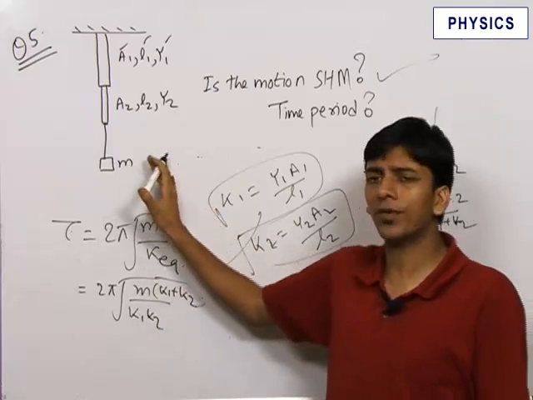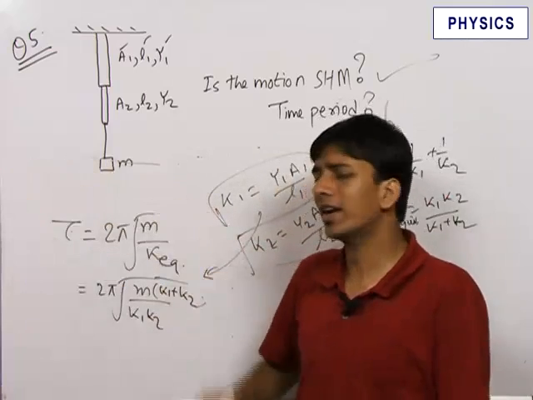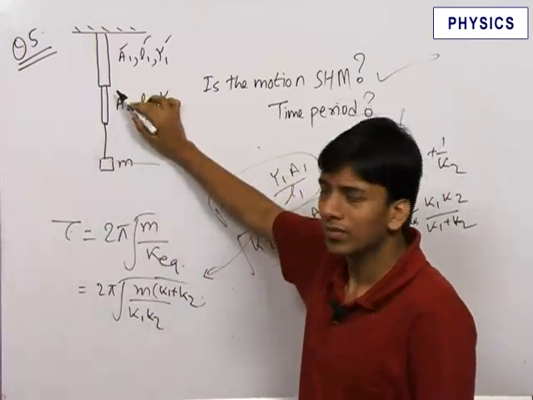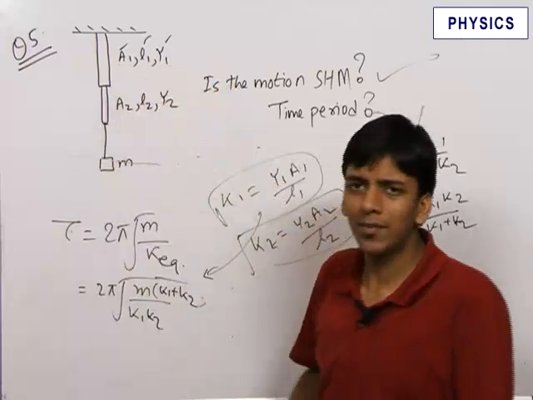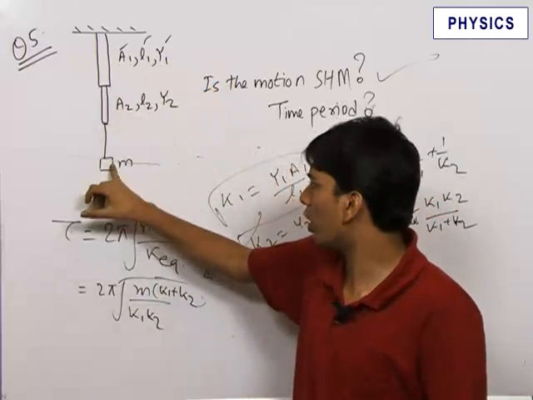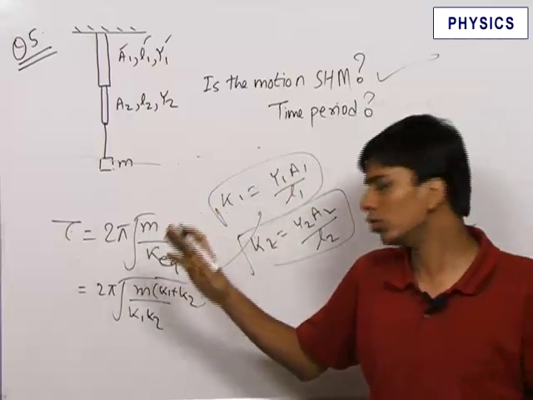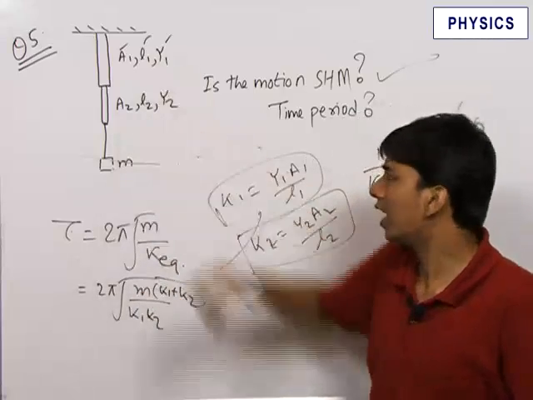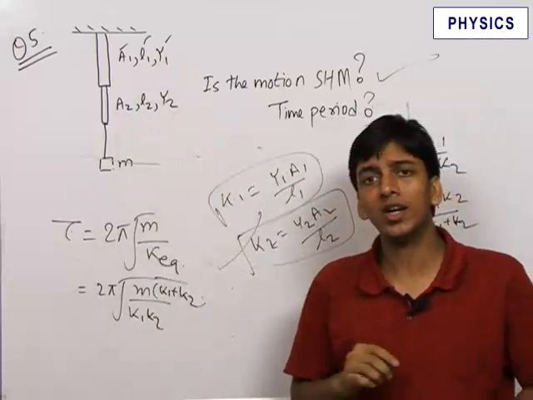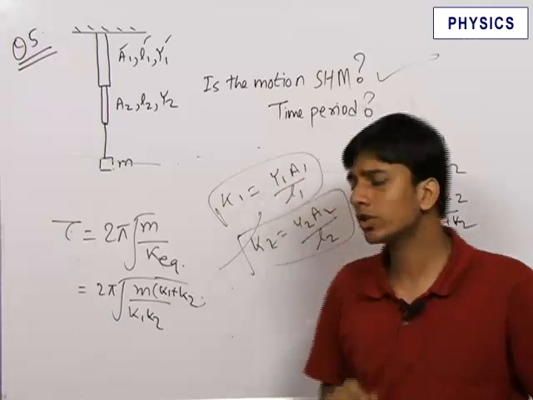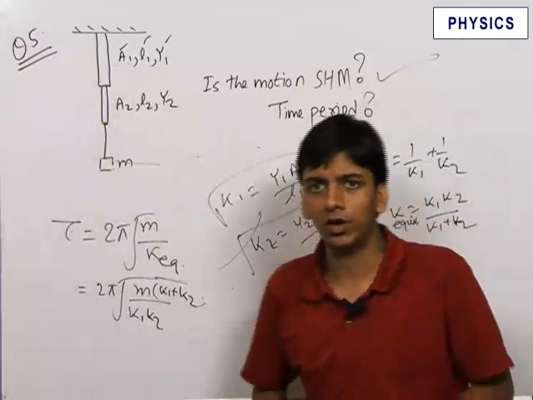Otherwise, the other method you could have adopted is to assume this to be the equilibrium position of the object, displace it by a displacement x, and then find out the stress and strain, and then apply the formulas to get the resultant restoring force acting on this object, and then the time period by that method. But that is a very silly method, because we already know that a rod can be replaced by a spring of spring constant Y into A upon L, where Y is the Young's modulus of the rod, A is the area of cross section of the rod, and L is the natural length of the rod.